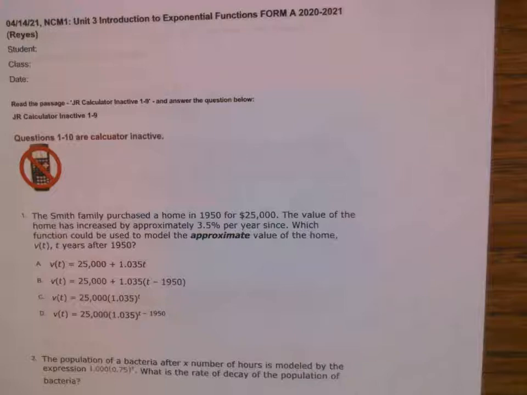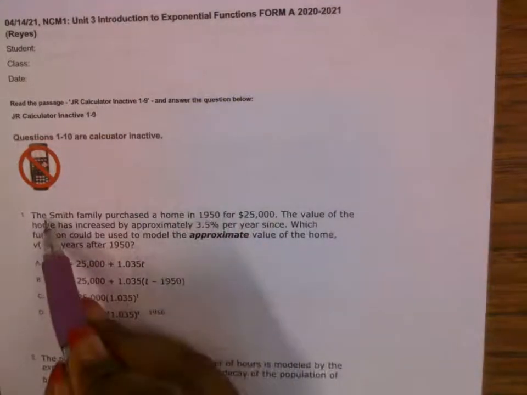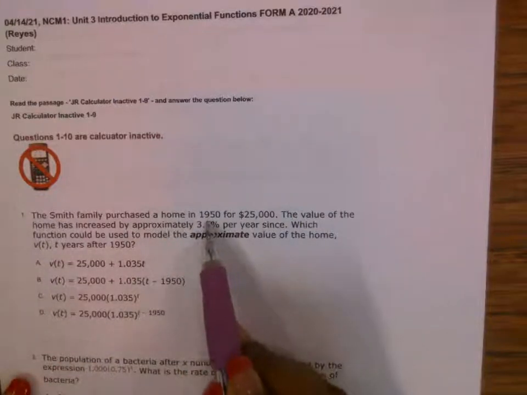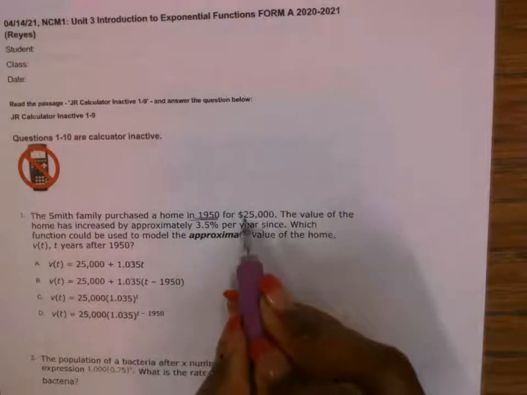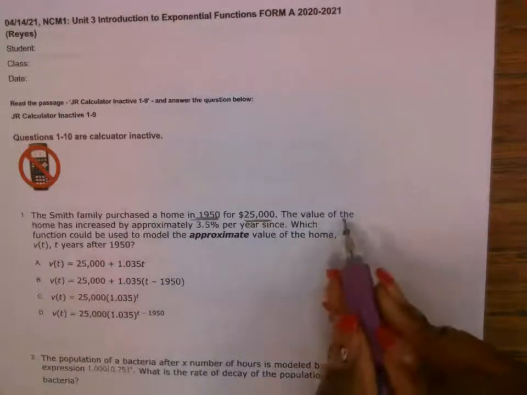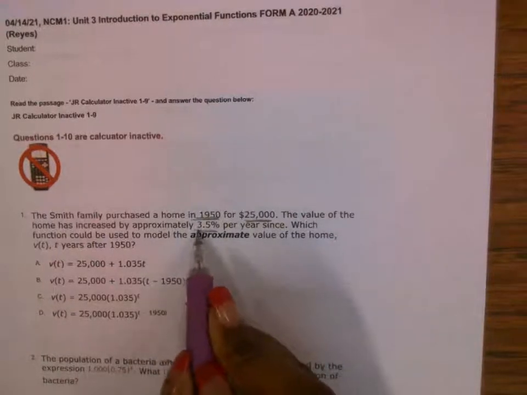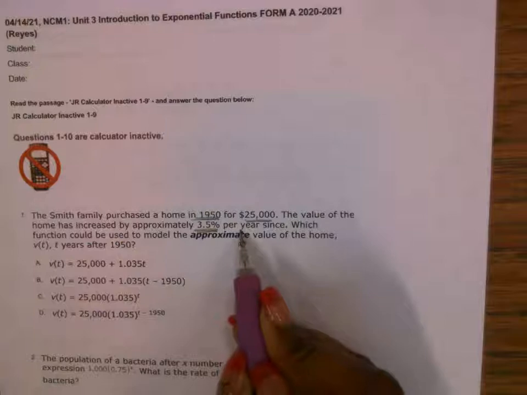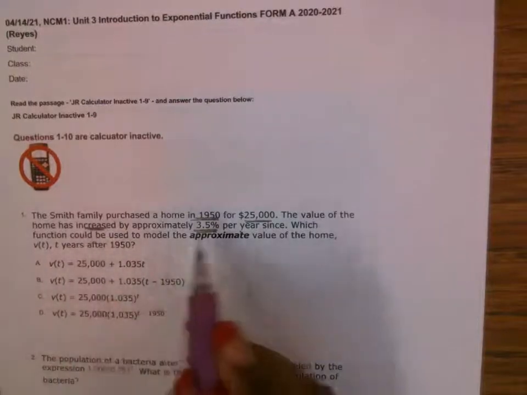All right, so let's look at this. It says the Smith family purchased a home in 1950, and that was for 25,000. The value of the home increased approximately 3.5% per year. So we know this is exponential growth. How do we know it's exponential growth? Because it's increasing by percent.